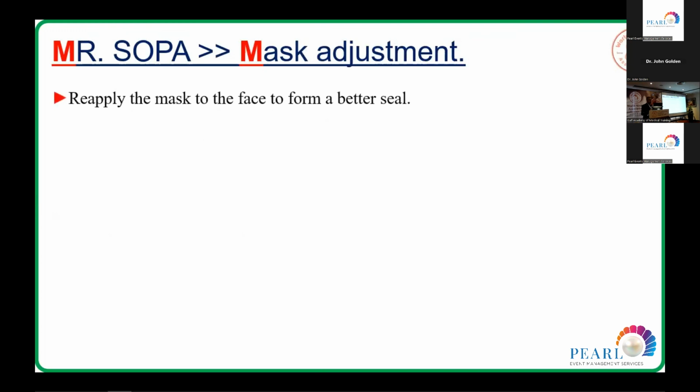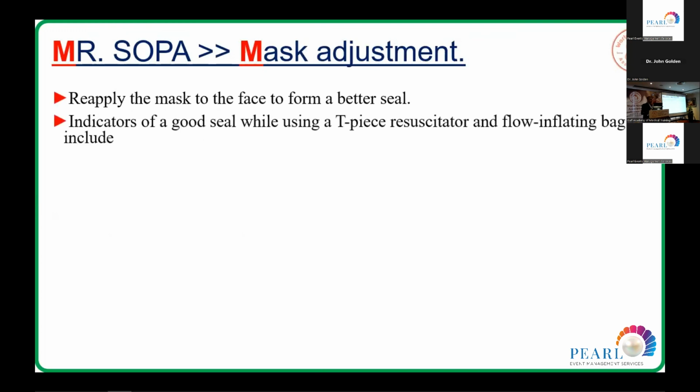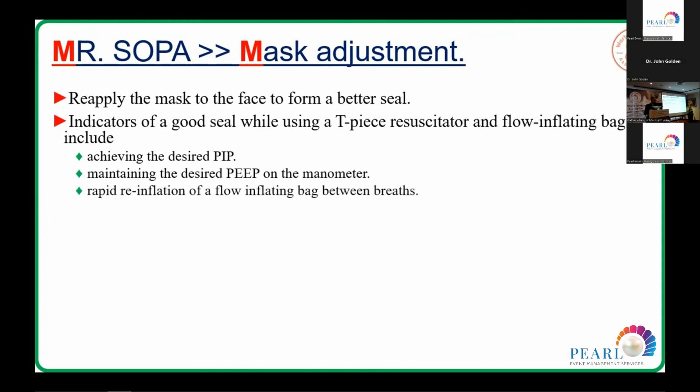Mask adjustment: reapply the mask to the face to form a better seal. Indicators of a good seal while using a T-piece and a flow-inflating bag include achieving the desired PIP on the device, maintaining the desired PIP on the manometer, and, with a flow-inflating bag, rapid re-inflation of the bag between the breaths.